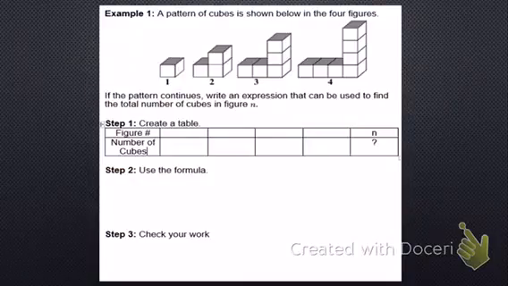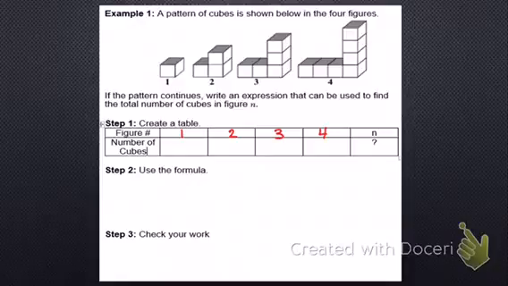Okay, so example 1 says that we have a pattern of cubes, and that's shown below in the 4 figures. So when you start to create your table in step 1, let's make our first row our figure numbers. So figure number 1, 2, 3, and 4. And then when we talk about our number of cubes in the second row, we're going to have to count how many cubes we have in each of those figures.